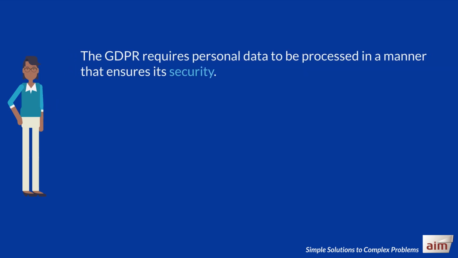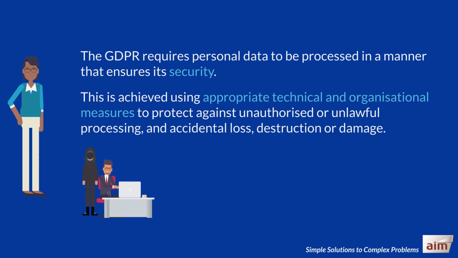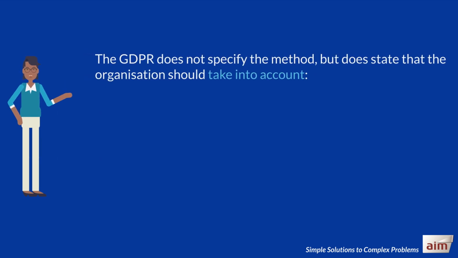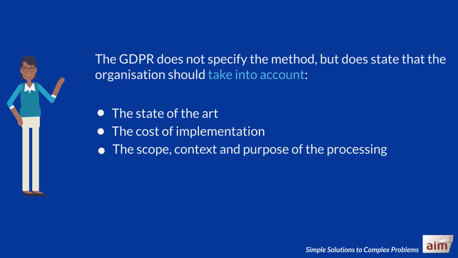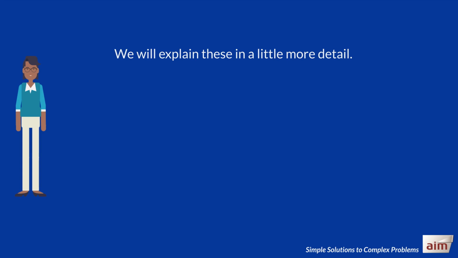The GDPR requires personal data to be processed in a manner that ensures its security. This is achieved using appropriate technical and organizational measures to protect against unauthorized or unlawful processing, and accidental loss, destruction or damage. The GDPR does not specify the method, but does state that the organization should take into account the state of the art, the cost of implementation, the scope, context and purpose of the processing, and the risk to the rights and freedoms of the data subject posed by the processing. We will explain these in a little more detail.